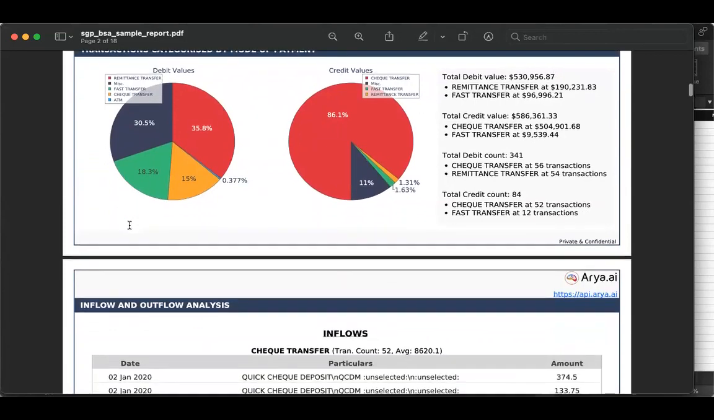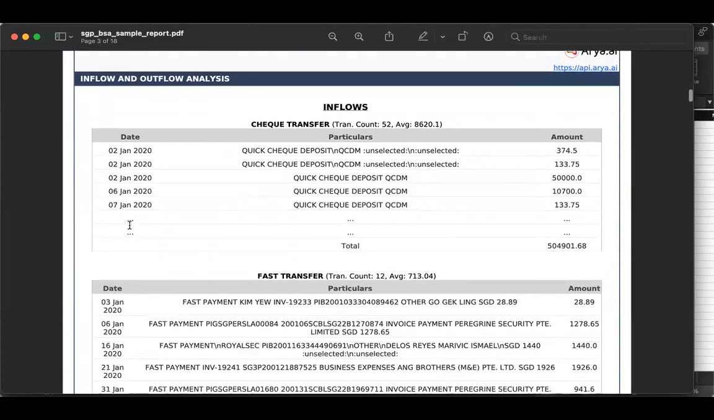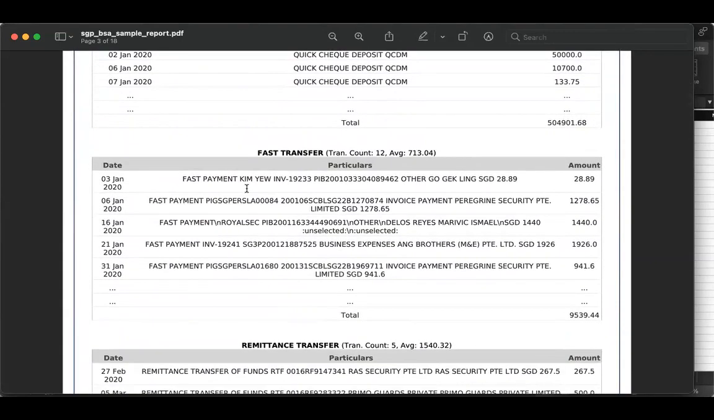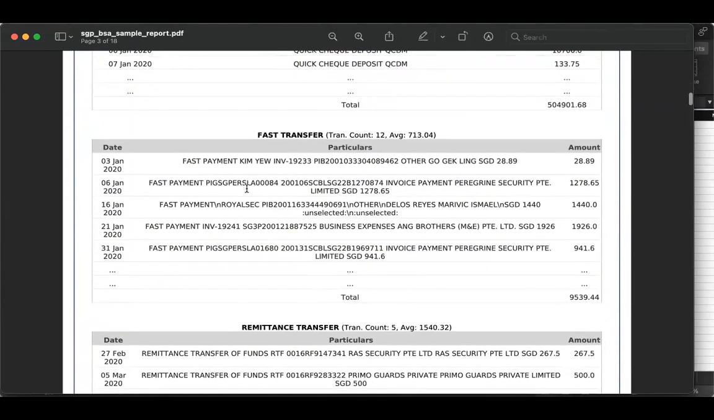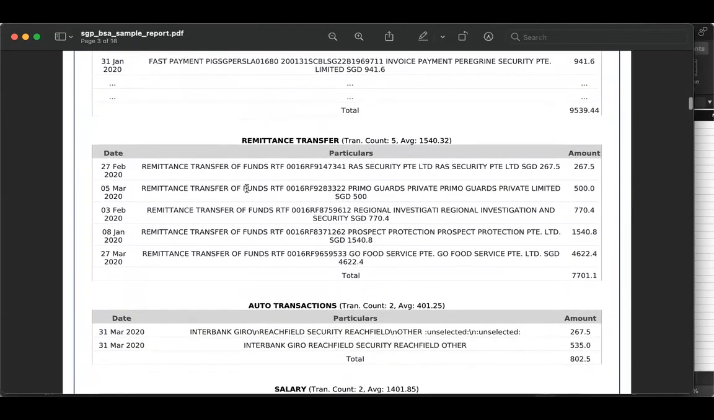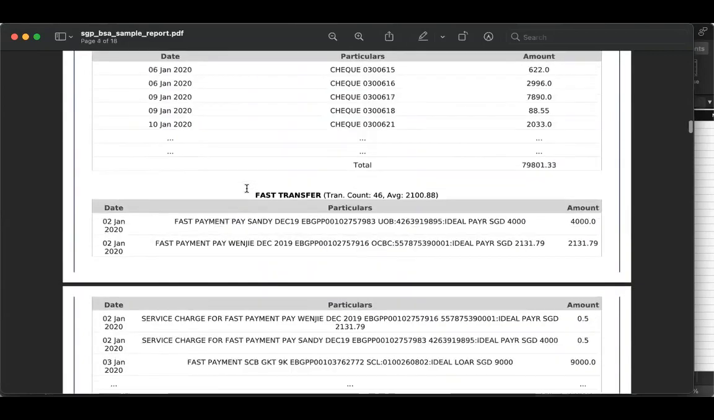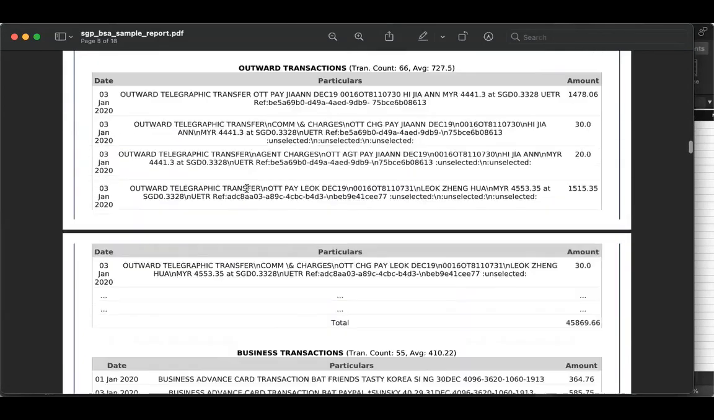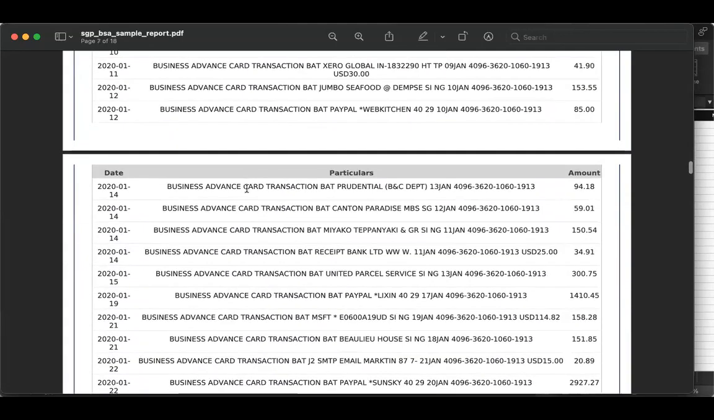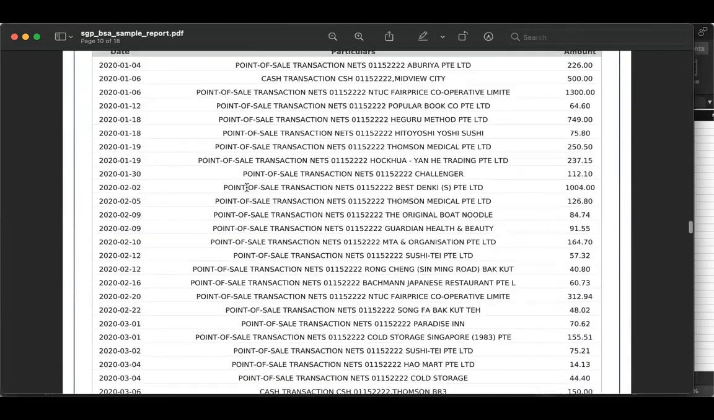Next, we have the inflows and outflows, which are the same as what we had seen in the Excel, grouped based on the similarity of the transactions and the particulars. If there's a particular vendor which is being repeated, these would be showcased here as well. So this is the whole inflows and outflows, which are similar to what we have seen in the Excel, the loan transactions, the rent transactions.